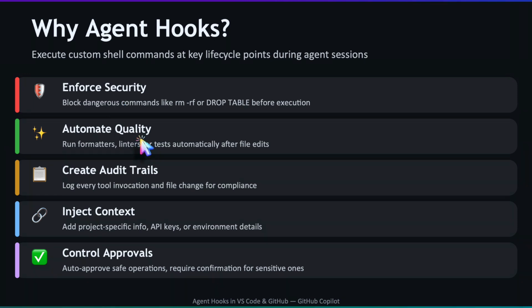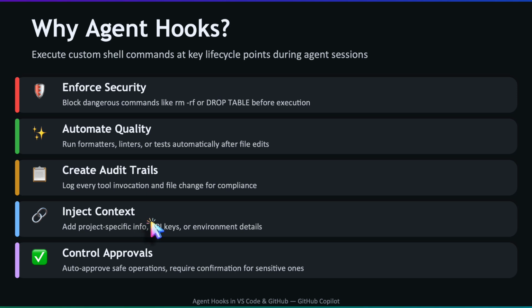The next one is automating quality. Instead of manually running formatters, linters, or tests, hooks can trigger them automatically after changes, ensuring consistent code quality. Then, creation of audit trails. Every action, every tool invocation, every file change can be logged, which is critical for compliance and traceability in an enterprise environment.